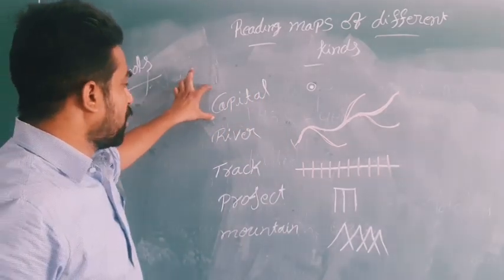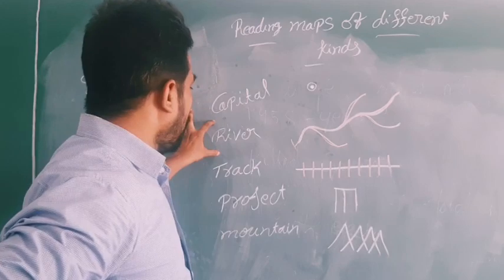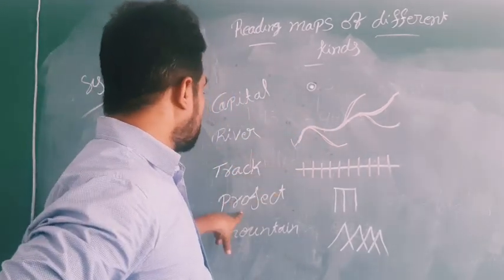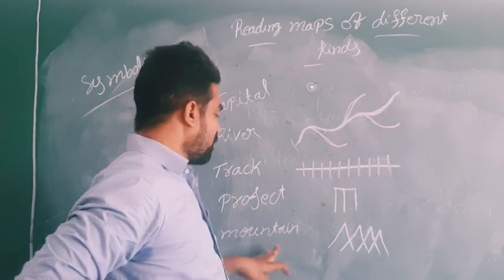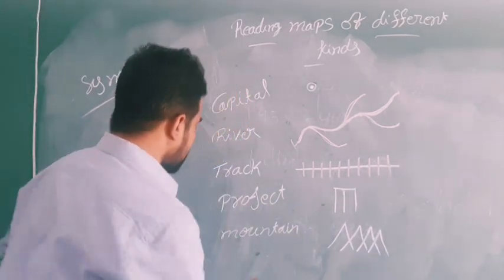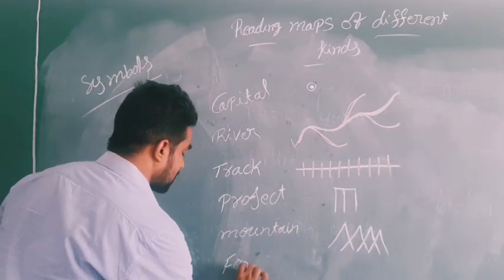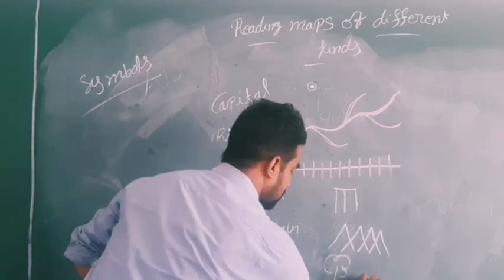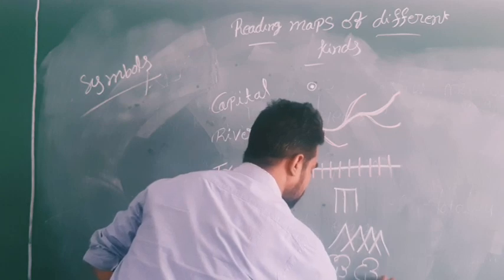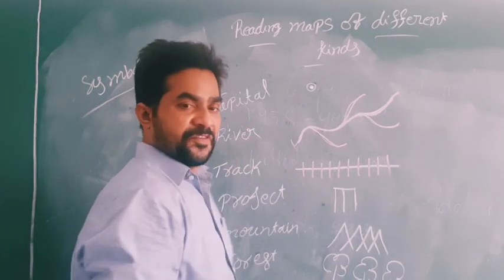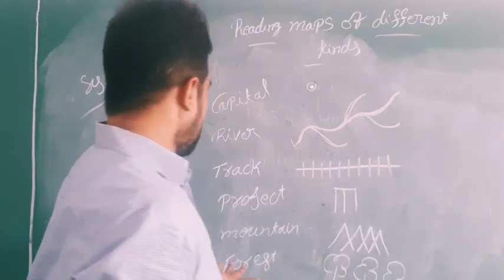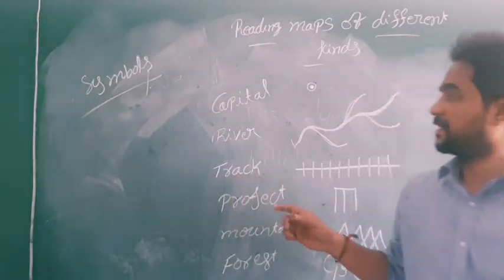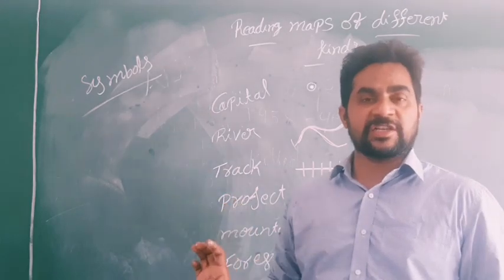So capital will be a dot, river will be a curved line, the track will be like this, project is also like this, and one mountain. You know, we also show trees as a forest. So a group of trees can be shown as the symbol of forest. So one more time, what is the symbol? It is called conventional signs.